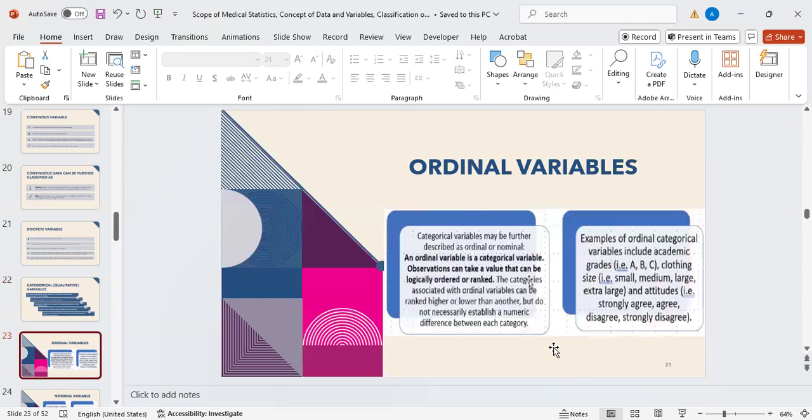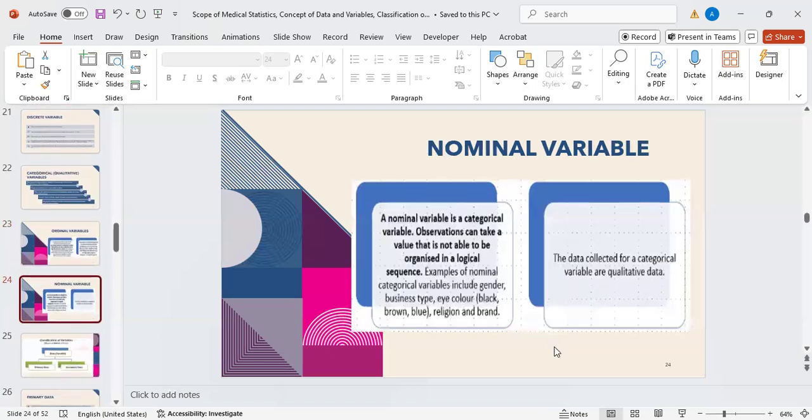Ordinal variables. Categorical variables may be further described as ordinal or nominal. An ordinal variable is a categorical variable whose observation can take a value that can be logically ordered or ranked. The categories associated with the ordinal variable can be ranked higher or lower than another, but do not necessarily establish a numeric difference between each category. Examples of ordinal categorical variables include academic grade, A B C, clothing size, small, medium, large, extra large, and attitude, strongly agree, agree, disagree, and strongly disagree.